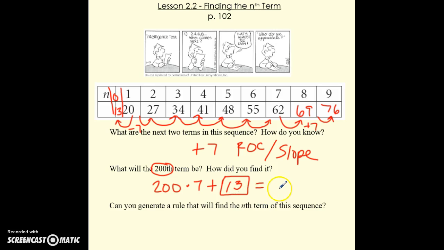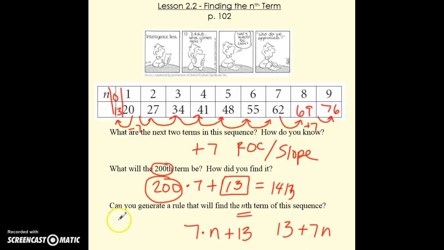And so that would get me my 200th term, and it comes out to the value of 1,413. So the rule then, instead of putting in what term we want, we would put in the value n for the nth term. This was the 200th term. Now usually your variable goes after the number you're multiplying by. So it'd be 7 times n plus 13. It's also sometimes written with the starting value first and then the slope or rate of change. Either way is correct. Now we are talking about function rules in this case.